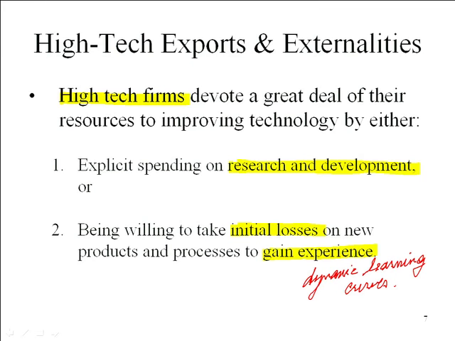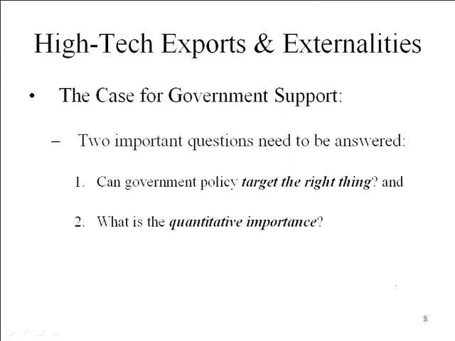So we know then that in either one of these cases, we would have too little of these types of activities going on. Positive externalities, individual firms will not undertake them. So again, we can ask ourselves, okay, we want to put a production subsidy in place to actually get to where we want to be. So then the question becomes, will the policy target the right thing? And second, do we have any idea how big these marginal external benefits actually are?